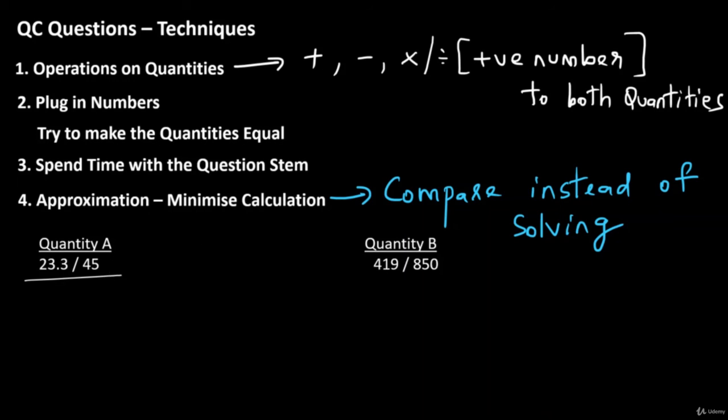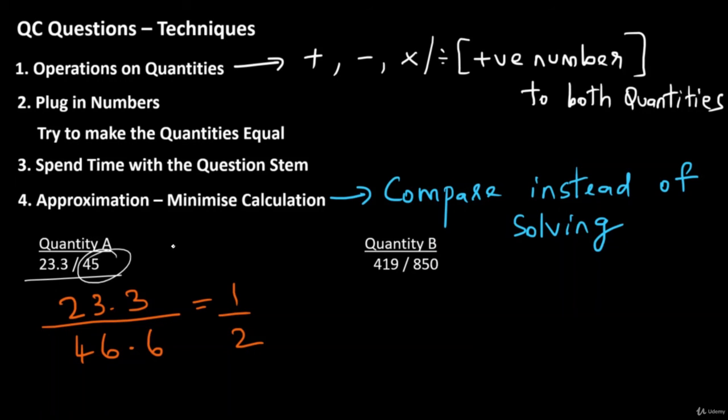If the denominator was 46.6, that is twice 23.3, this fraction would be 1 by 2, right? 23.3 into 2 is 46.6. That's why I've taken 46.6 in the denominator. Now this ratio is 1 by 2. Now over here you can see that the denominator is slightly less than 46.6, right? Therefore, this fraction over here will be more than 1 by 2, right?